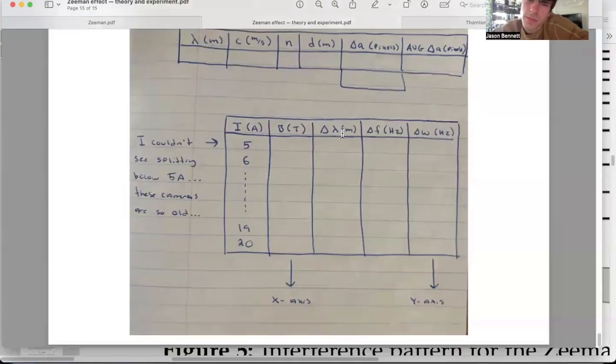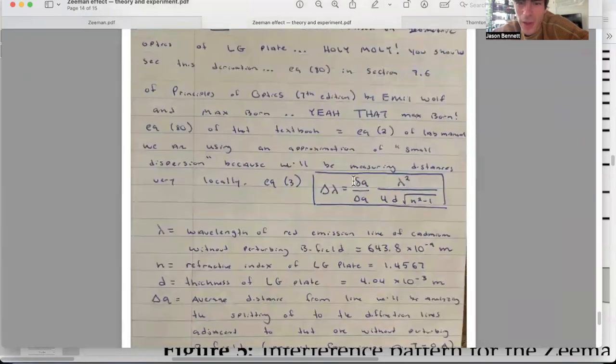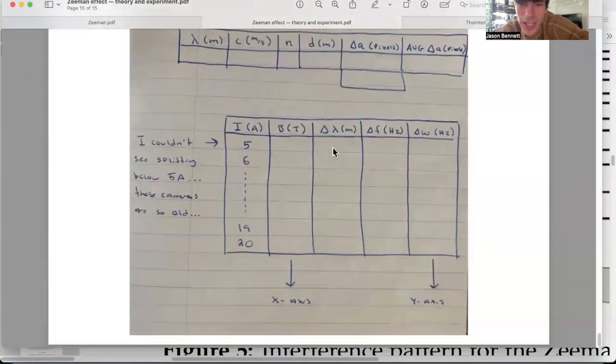And oh, I'm missing a column here. Sorry about that. Obviously, you're going to need a column for lowercase delta A. So in between these two, put another column that's lowercase delta A. Sorry about that. I'll fix that before I upload this.